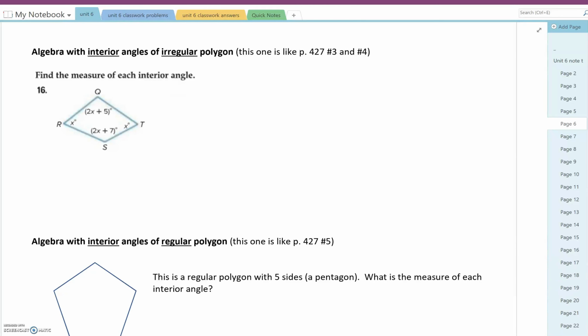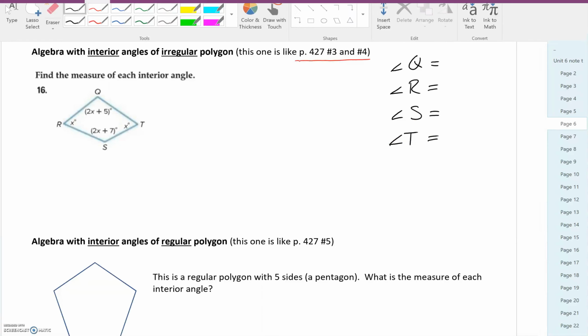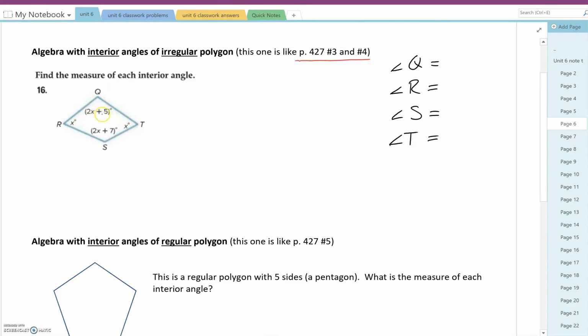Okay, in this video I'm going to show you how to do problems like the ones you're going to have to do for homework or classwork. This one is going to be like numbers 3 and 4 on page 427. It wants to know the measure of each interior angle, so it doesn't want to know just what x is, it wants to know what angle Q is, what angle R is, what angle S is, and what angle T is. All I know about them right now is that they're represented by these expressions: 2x plus 5, x, 2x plus 7, and x.